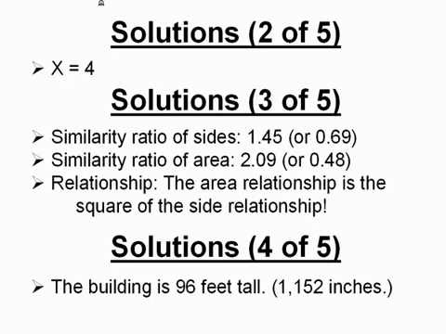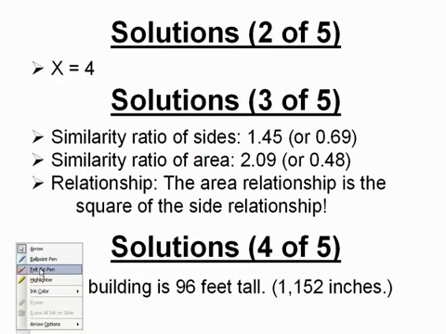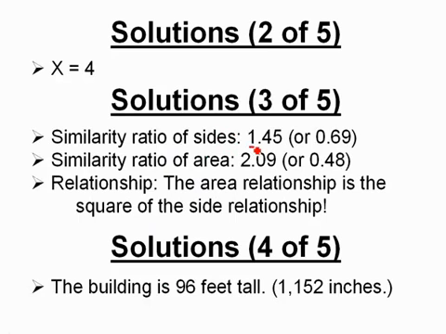The relationship for solution 3 of 5 is that the area relationship is the square of the side relationship. And also, the reason that you see two values, I'll grab the pen tool. Felt tip pen. You see 1.45 or 0.69 as the ratio is that it depends if you took the bigger or the smaller triangle as your numerator when doing the ratio. But they have the same value. If you invert the numbers, so 1 divided by 1.45, you'll get 0.69, and so on.